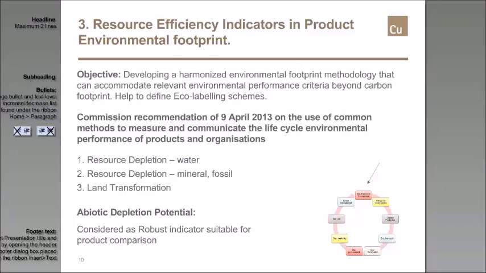Considering that resource depletion mineral fossil fuel is the same as abiotic depletion potential, it is just called in a different way. And there are two surprising things of this proposed methodology. First, the indicators in this case do not necessarily target the design of the product, but they go a step before, assessing the sustainable use of resources. And in this case, in contrast to other reports, abiotic depletion potential is considered a robust indicator.